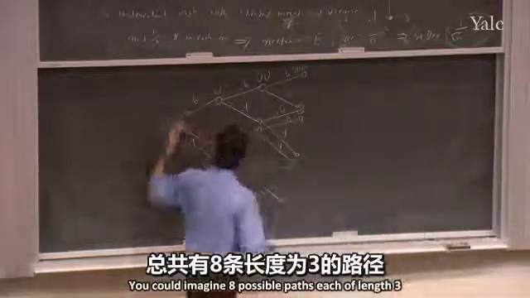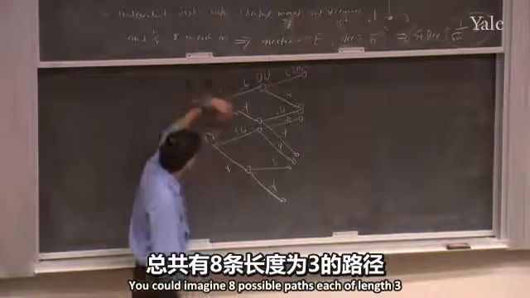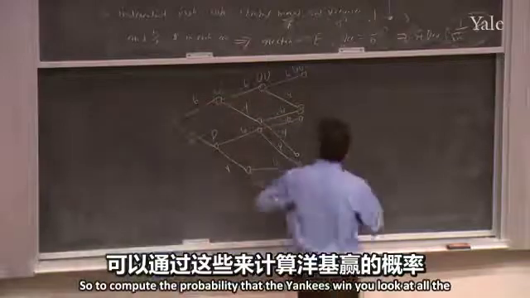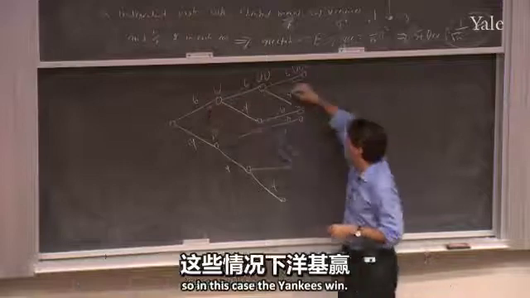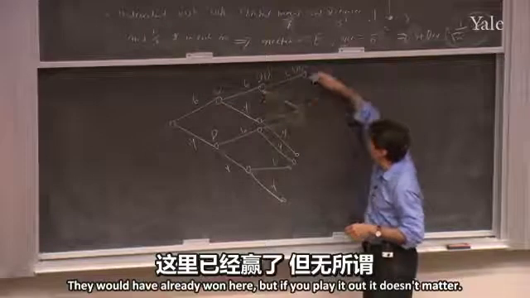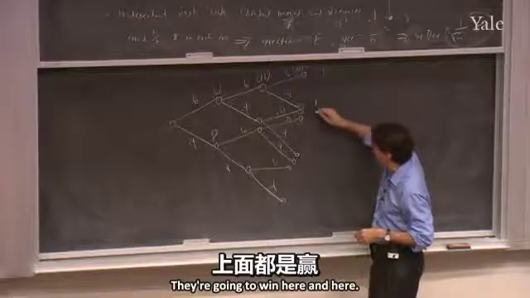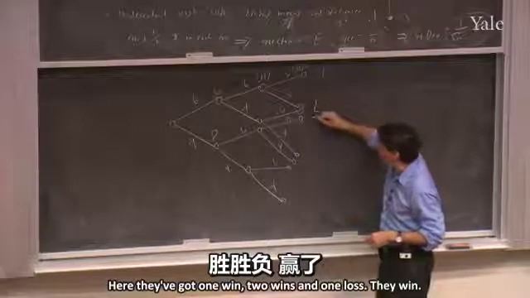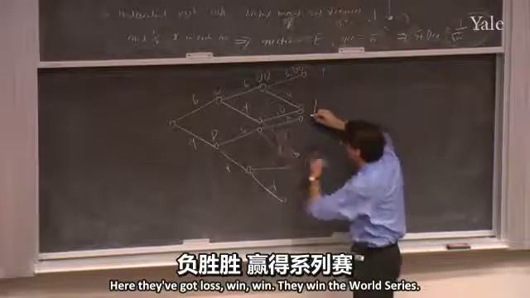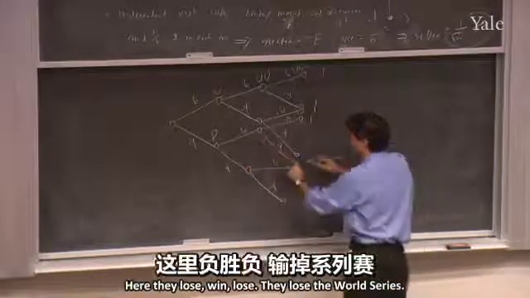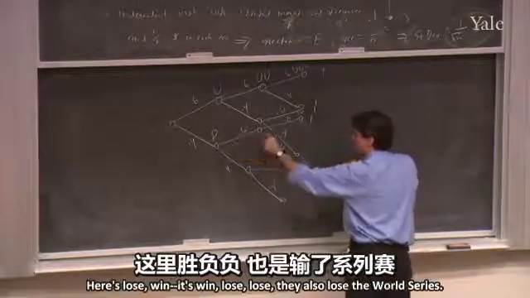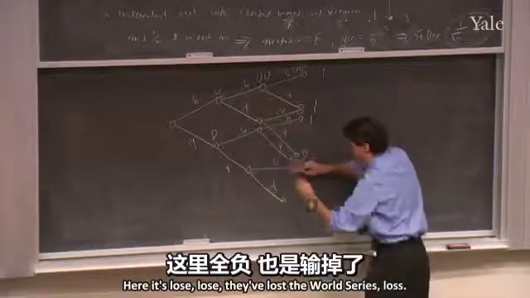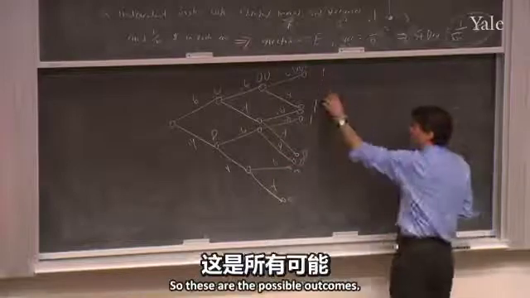You could imagine 8 possible paths, each of length 3, where you give the whole sequence of wins and losses. So to compute the probability that the Yankees win, you look at all the paths. In this case, the Yankees win, right? They would have already won here, but if you play it out, it doesn't matter. They're going to win here and here. They've got 2 wins and 1 loss. Here they've got 1 win, 2 wins and 1 loss. They win. Here they've got loss, win, win. They win the World Series. Here they lose, win, lose. They lose the World Series. Here's win, lose, lose. They also lose the World Series. Here it's lose, lose. They've lost the World Series. Loss. Okay, so these are the possible outcomes.